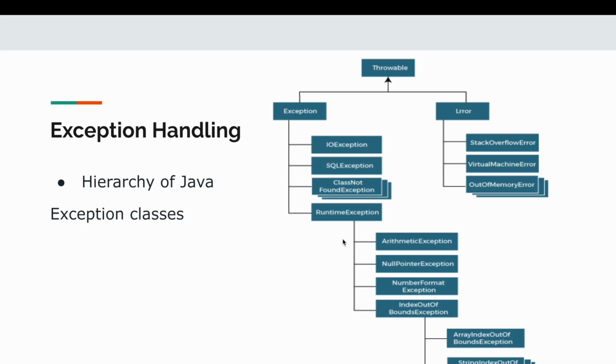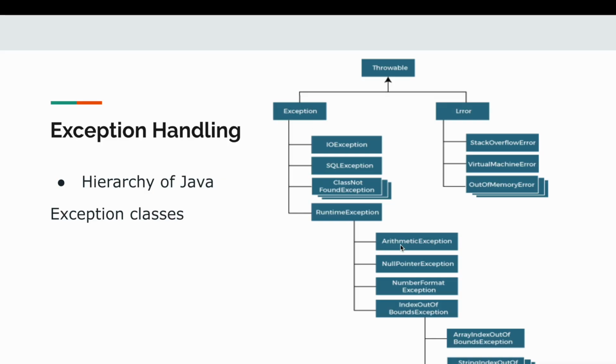So these are some of the exceptions which are already built in by Java. We use them in the program. These classes come under the exception class, or they have their individual classes like arithmetic exception class or null pointer exception class. Exception is the parent class of these exceptions. See, IO exception, SQL exception, class not found exception, runtime exception are under exception.